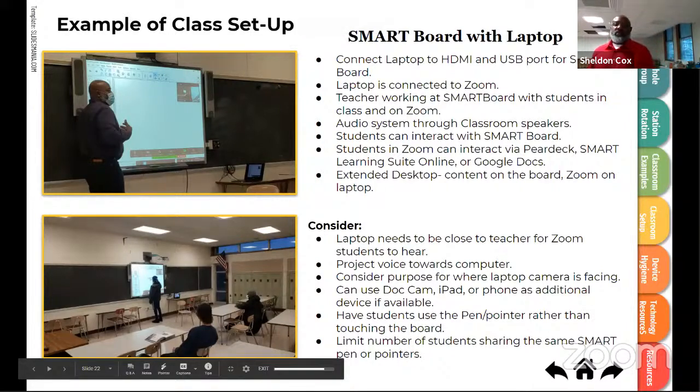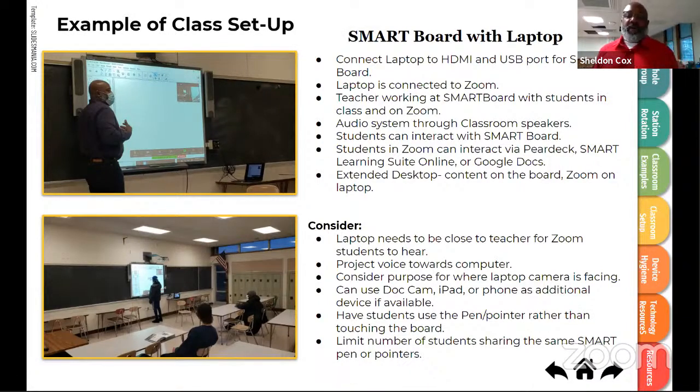Here's another example of a classroom setup with a smart board connected with a laptop. In this example, I have my laptop connected to an HDMI and USB port in the classroom. The laptop is connecting to Zoom, and I shifted the laptop across from me, so in front of me. So while I'm technically looking at three things, I'm looking at the smart board, I'm looking at the Zoom, and I'm also cruising, keeping an eye on the kids in the classroom as well. So it'll be a lot of monitoring. I'm going to offer some recommendations later on that may be helpful.